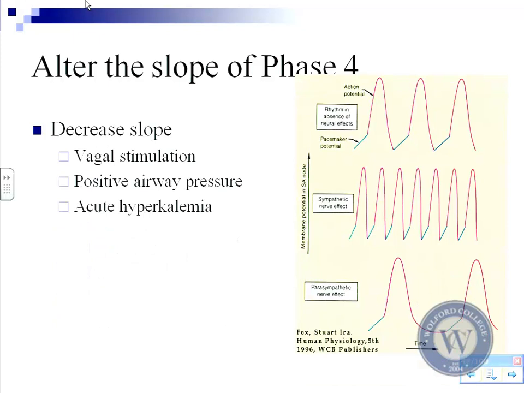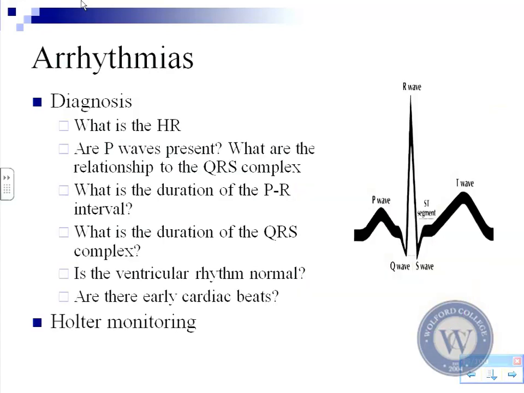Decreased slope is due to parasympathetic activation. It's due to vagal effects. You'll see the phase 4 slope decrease, and as a consequence, heart rate begins to fall. You can also get this excessively from positive pressure ventilation, and hyperkalemia can also cause this. Now, when you look at arrhythmias, I want you to break it up.